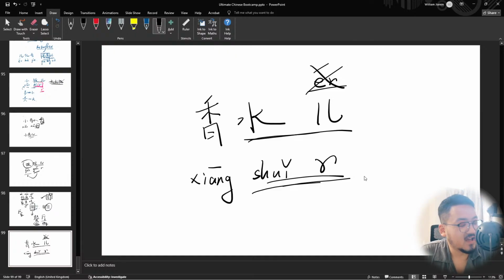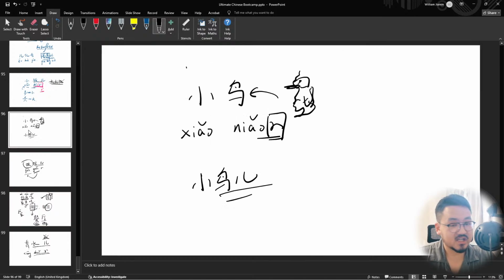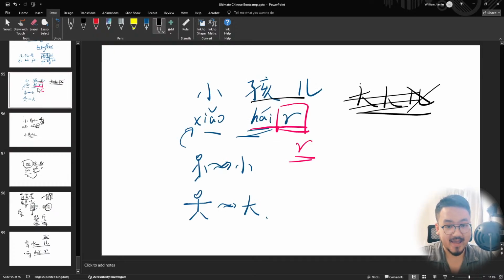Okay, and by the way, as I said, all of this 儿化音, all of this retroflex final sound, you can omit. You can say 香水, that's perfect Chinese. You can say 饭馆, that's perfect Chinese. You can say 小鸟, you can say 小孩. You can even intentionally get rid of the R sound. That's also perfect Chinese, acceptable, and for some Chinese people, maybe they think you're less pretentious.